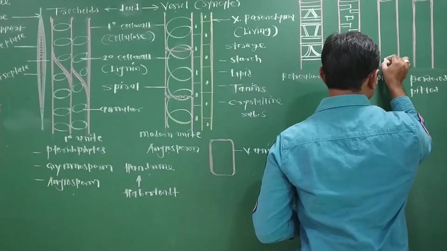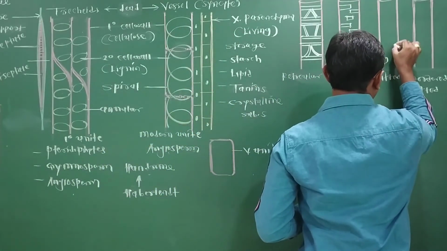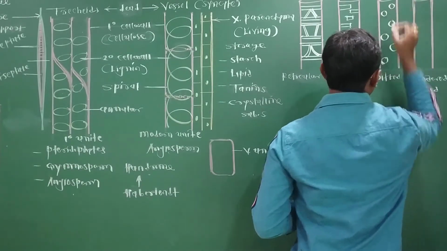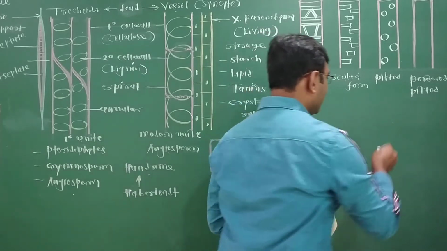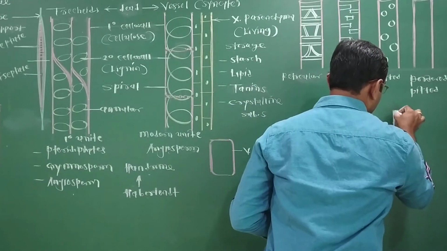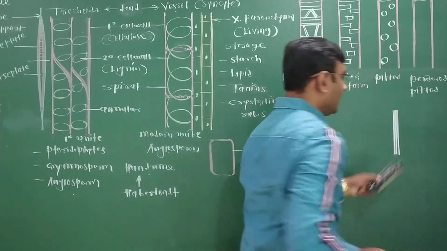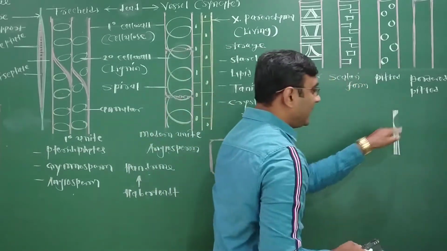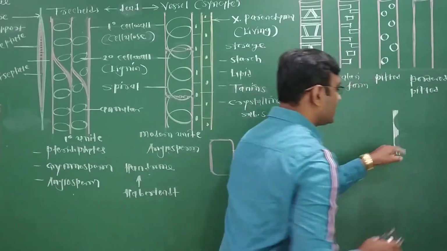Now pitted. This is a pit. What is a pit? So see, this is lignin thickening. There were lignin absent, so there is a pit.